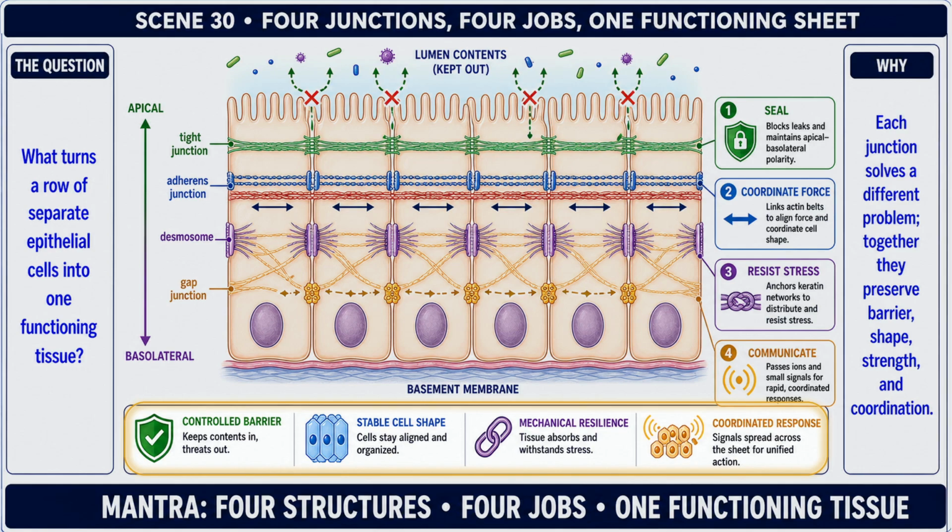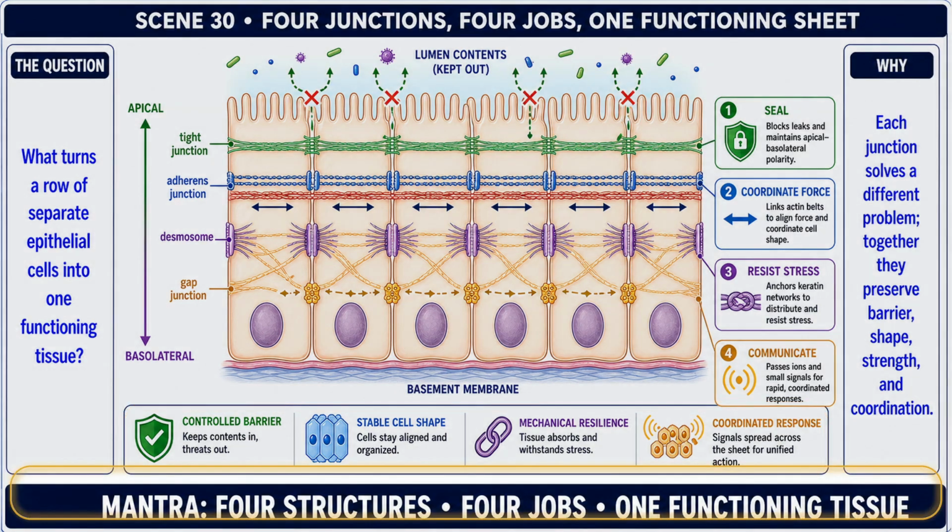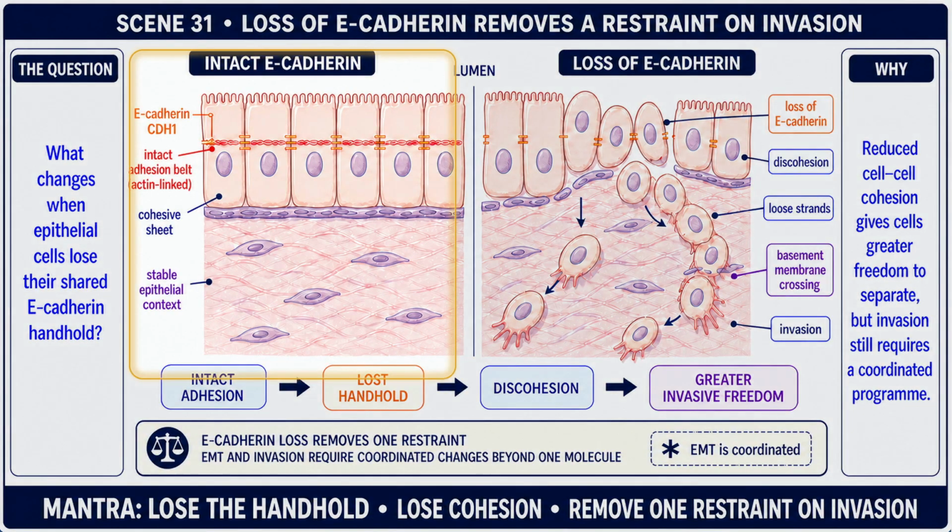Together, the 4 systems produce the tissue-level outcomes shown here: a controlled barrier, stable shape, mechanical resilience, and a coordinated response. 4 structures, 4 jobs, 1 functioning tissue. Now, remove one part of that junctional system.